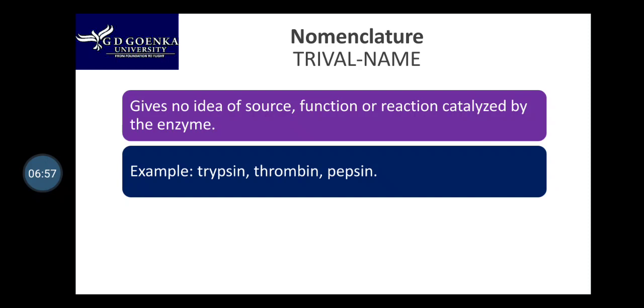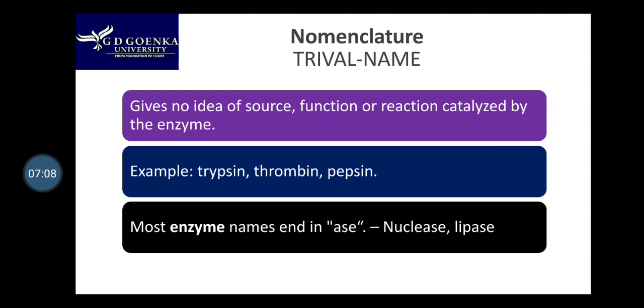So these are the local names, and they don't tell what kind of reactions are catalyzed, what is the source, what is the type of substrate which is going to be converted into the product. Most enzyme names end in ASE. So at the end of the enzyme name there is ASE, like nuclease, lipase. These are again trivial names. So there was confusion that by knowing the name of the enzyme, we are not able to know the source, function, and reactions, and this trivial name was somehow confusing.